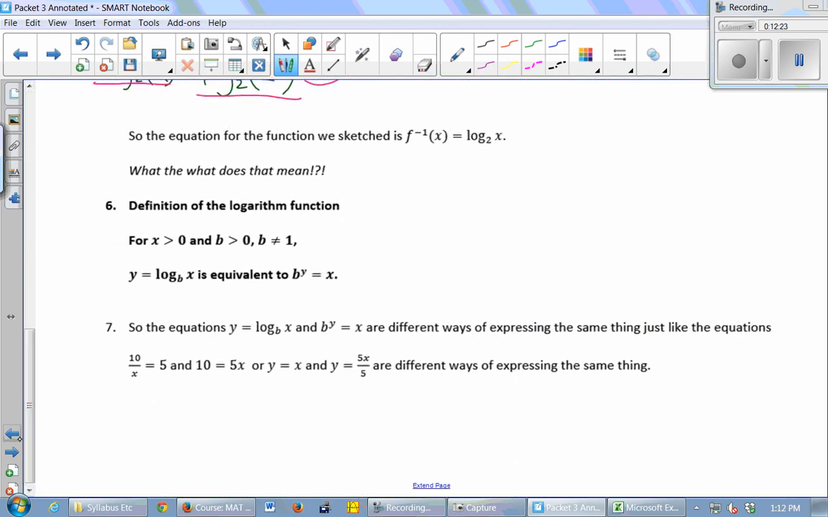Okay, so I know that that's a lot to take in all at once. All right, so let's just start again talking about the logarithm, the definition of a logarithm.